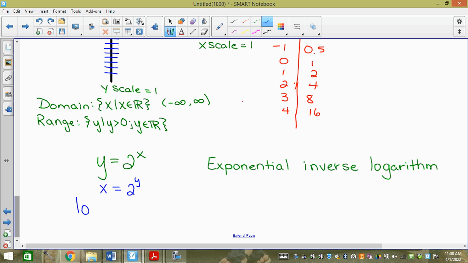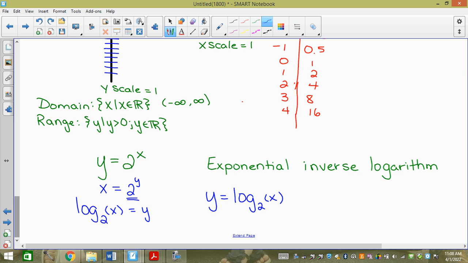So I get log. The base of my exponent becomes the base of my log. 2. What goes beside it? Yes. The x, because what's friends doesn't stay friends, right? And what does it equal? The exponent, which is the point of it all. The point is to get the y to come down, correct? The point is to get your exponent to drop down. So now I have y equals log base 2 of x.